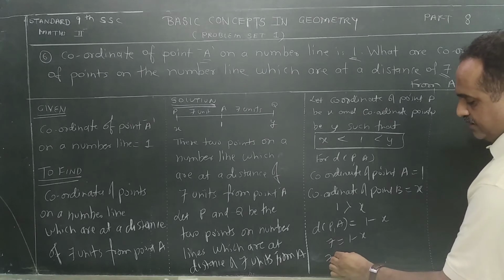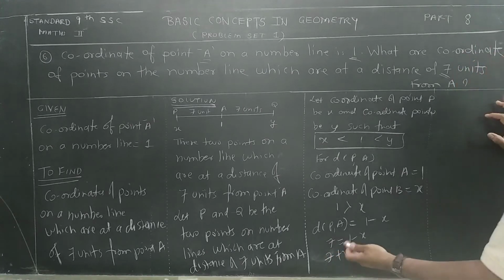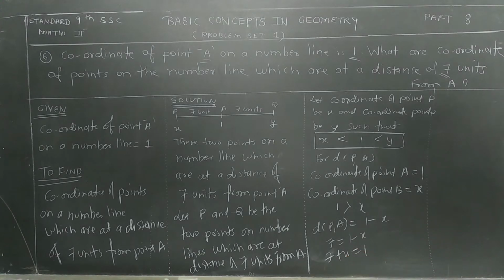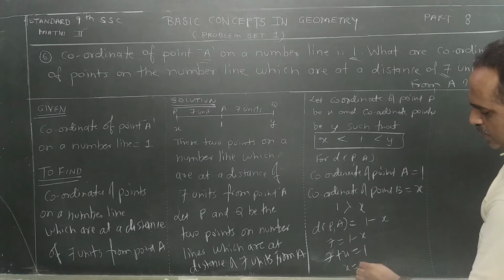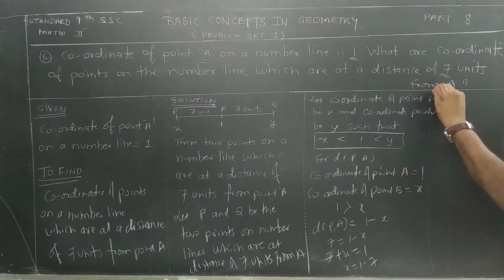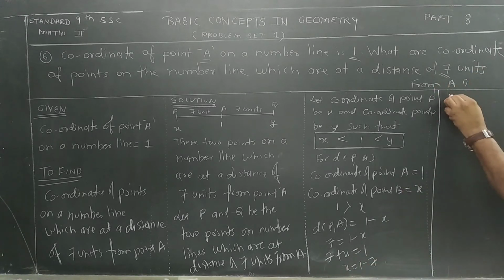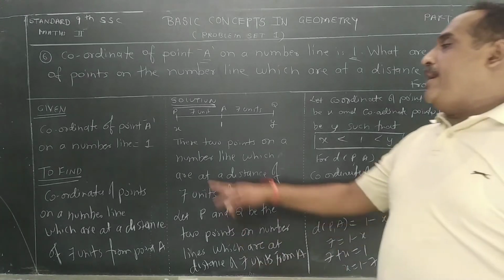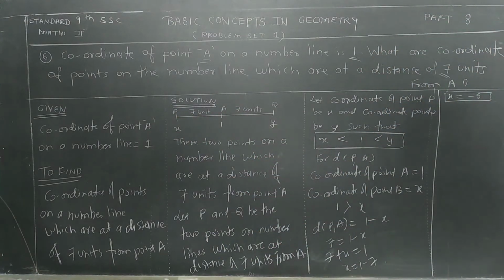So we can write 7 plus X is equal to 1. Because we want plus X, we don't want the value of minus X. So X is equal to 1 minus 7. And what you got now? X is equal to minus 6. That is the coordinate of point P.